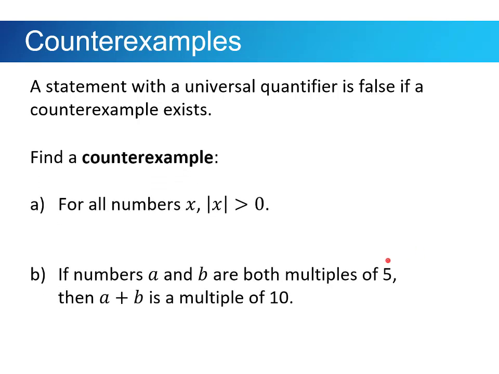Here are a couple examples. Find a counterexample. A: for all numbers x, the absolute value of x is greater than 0. And statement B: if numbers a and b are both multiples of 5, then a plus b is a multiple of 10. These statements are both made with universal quantifiers. The second one is a little bit different. The language doesn't explicitly say all or every, but it's kind of like the idea that every pair of numbers a and b that are multiples of 5 have this property.